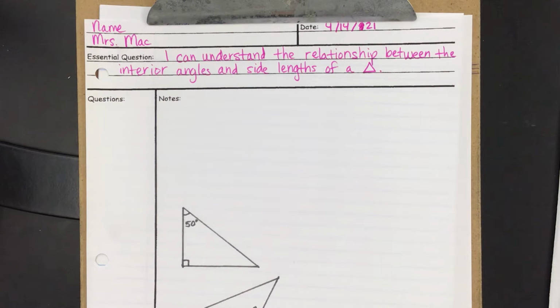So the first thing we're going to do is we're going to, yeah, Sienna. Why do you need exact triangles? You'll see. We're going to be measuring them, and so I wanted them to be exact so we all get the same measurements.